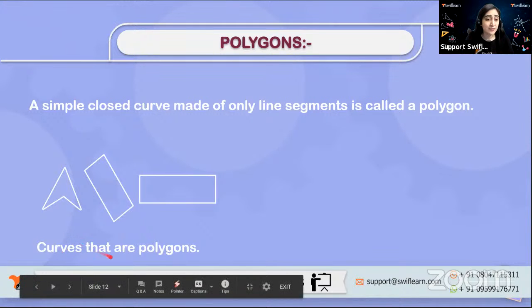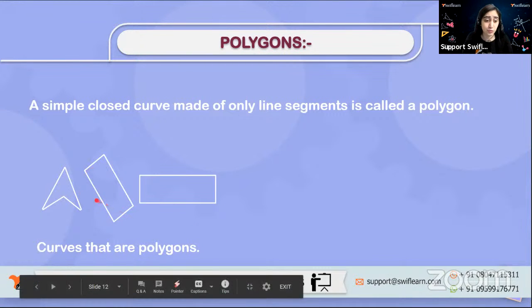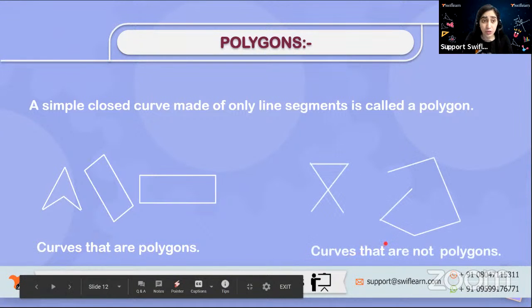See, these curves that are polygons, we can take as examples. All are line segments and they are closed figures. We cannot get inside them and they are curved ones. So they are simple curves. They are not meeting at a point or making an interaction. That's why when we see these types of figures, we call them polygons. Whereas these ones are not called polygons.